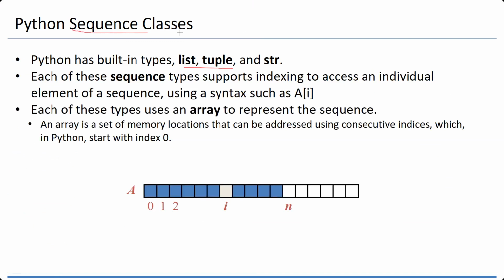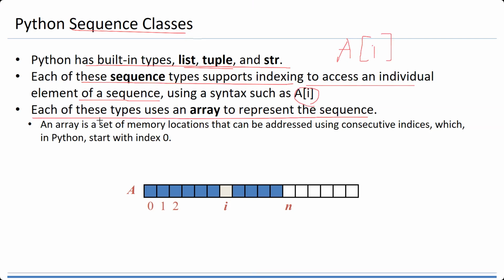For the sequence classes, Python has built-in types like list, tuple, and string, and each of these sequence types supports indexing. They use the index to access an individual element of a sequence. For example, you can use A[i]. This is to check the index, or the position, of that particular element. Each of these types uses an array to represent the sequence.